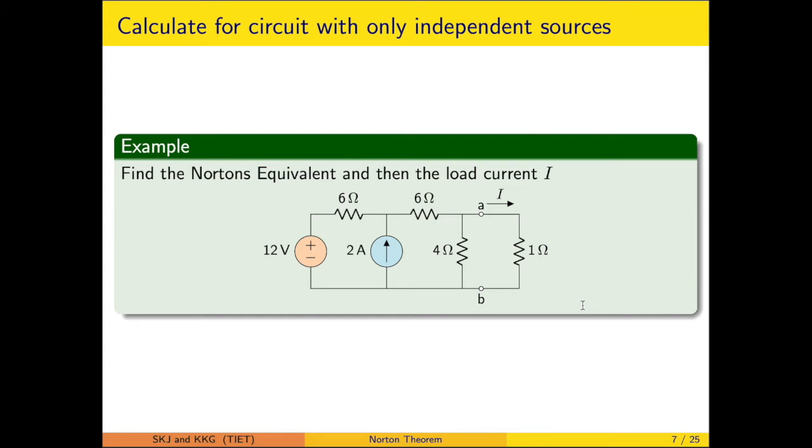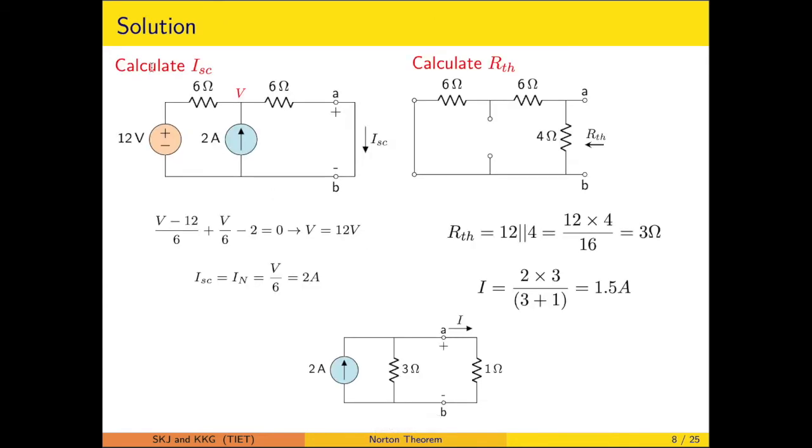Here is the same example as discussed in the Thevenin's theorem. We have to find the Norton equivalent and calculate the load current I, which goes through the 1 ohm resistance. It has a voltage source and a current source. For the calculation of the ISC, simply remove the load resistance and do the short circuit. We will not be disturbing the rest of the circuit.